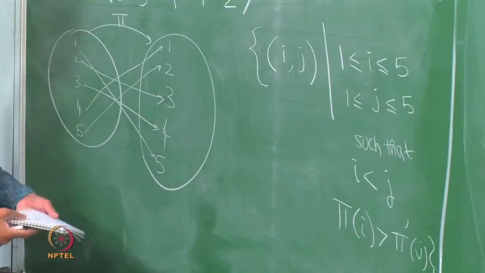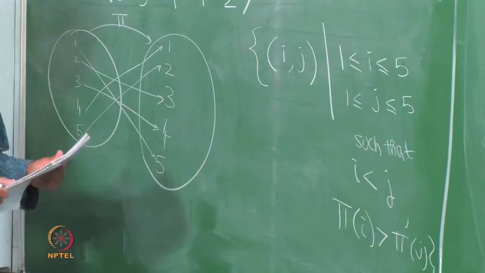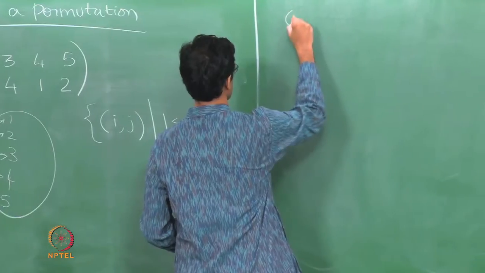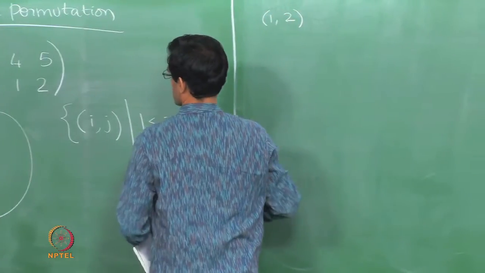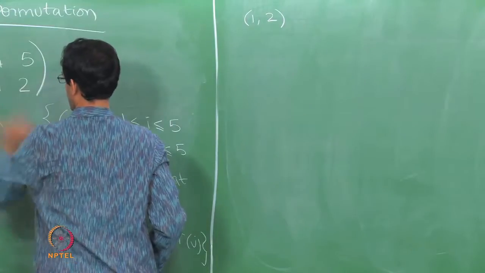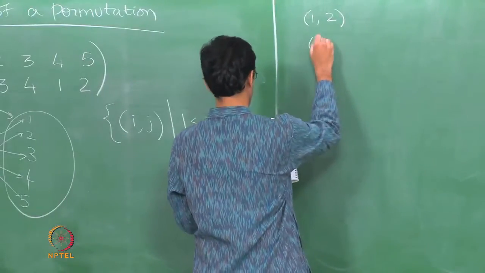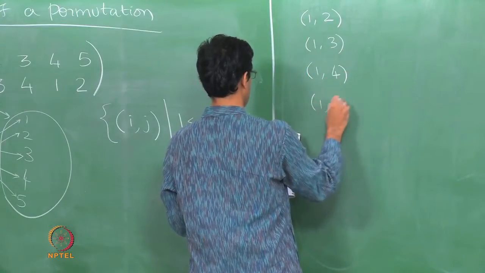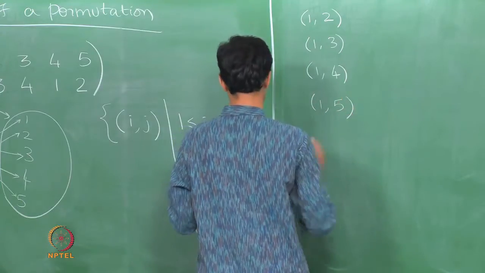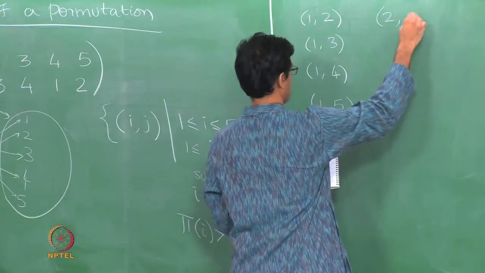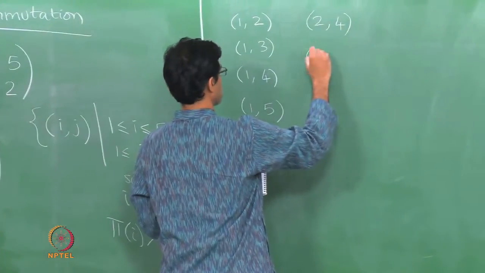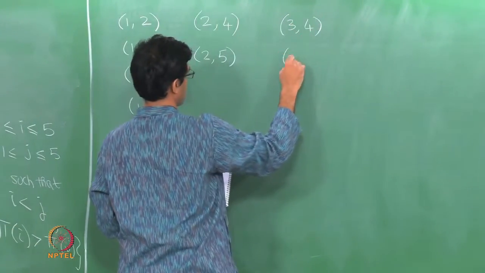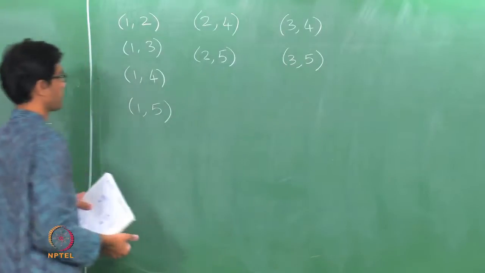Okay. So in this example let us write down what are the i's and j's which satisfy this property. In this case this set consists of the following elements. It has 1 and 2, because 1 maps to 5, 2 maps to 3. Similarly it has 1 3, 1 4, 1 5, then it also has 2 4, 2 5, 3 4 and 3 5.